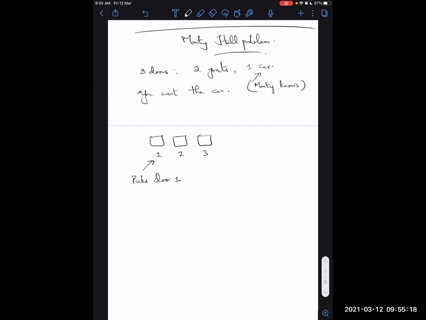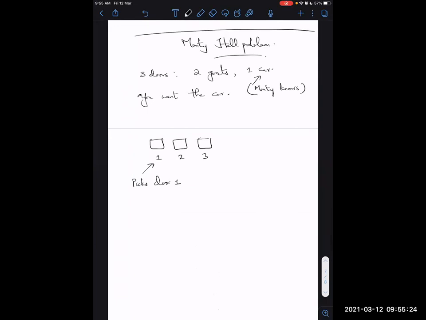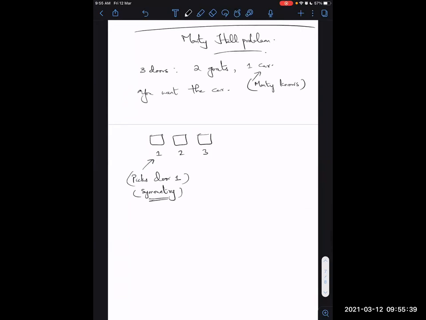I'm not saying the left door is the first door. If he picks some other door, we'll just rename it as door one and then proceed with the analysis. Okay. And he picks door one. This is because of symmetry here, and we can always do it. Fine. Now, what Monty does in response to this person picking door one is that he opens door two or three. And since Monty knows where the car is, Monty only opens a door which does not have the car.